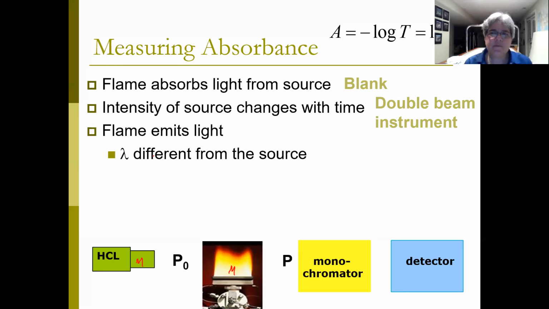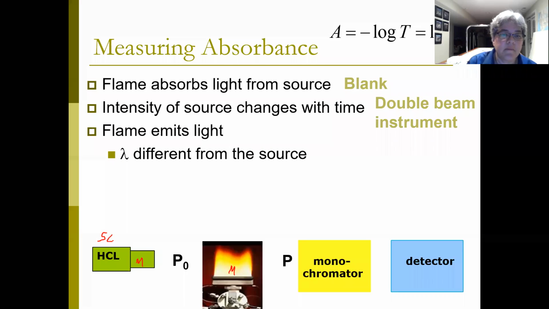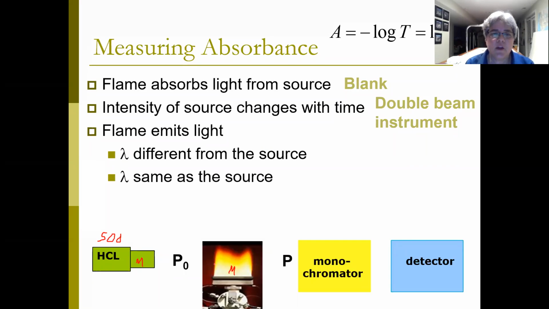Now, there's two kinds of light it can emit. The first is it can emit light that's a different wavelength than the source. Say we're looking at 500, and maybe the flame gives us some 400 or 600. So it gives us a different wavelength. It could also give us light that is the same, say 500. And we actually deal with these two different ways.